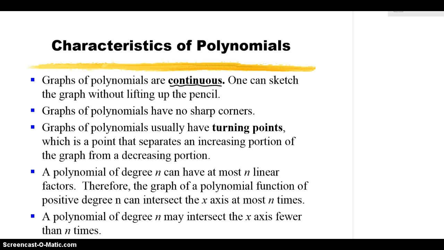Graphs of polynomials have no sharp corners. These are also called cusps. Graphs of polynomials usually have turning points, which is a point that separates an increasing portion of the graph from a decreasing portion. And let's see, a polynomial of degree n can have at most n linear factors. Therefore, the graph of a polynomial function of positive degree n can intersect the x-axis at most n times. So, once again, a polynomial of degree n may intersect the x-axis fewer than n times, right? And that's something that we saw.